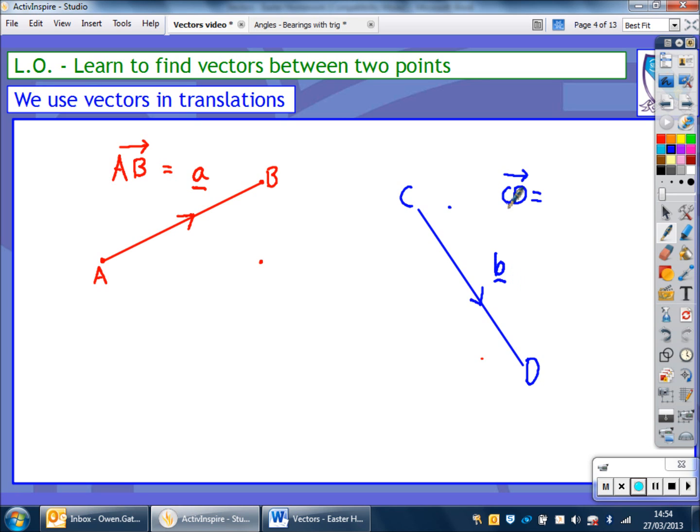And in that case then, C to D is going to be equal to vector B, whatever vector B is. It's just something we don't know yet. Okay, but we might be able to find it out in the question, or like in other algebra questions, we might just have to leave our answer with the letters in.